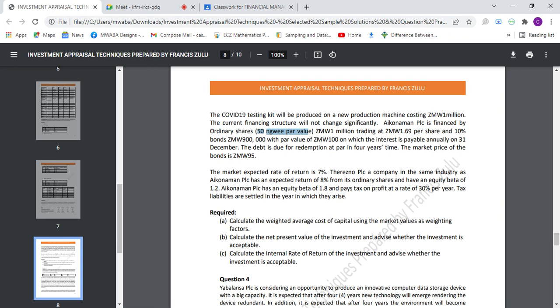All right. So trading at 1.69, we'll multiply by 1.69. Let's get our calculators and punch in 1 million divided by 0.15 times 1.69. So what are we finding? The value of equity, VE.